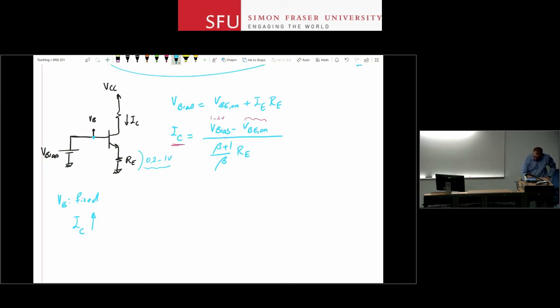If IC goes up, then here is your IE. IE will go up. Okay? They are connected, right? So IC is alpha IE. It's a constant relationship between them. If IE goes up, then you can show that this VE will go up. Right? The current through the resistor goes up, the voltage across it should go up.